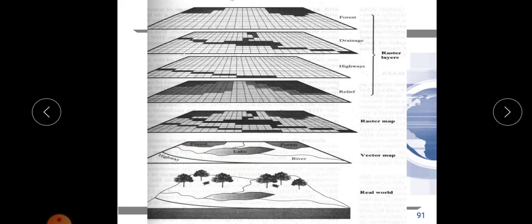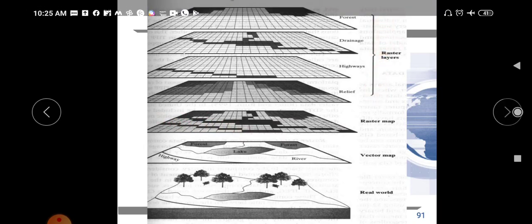In the case of the raster map, we are dividing the whole area into different grid cells, and using these cells we are representing data. For polygons we are using a group of cells, and for representing this road we are using a series of cells in order to represent it as a line. So this is vector data and raster data, and here these are different raster layers.